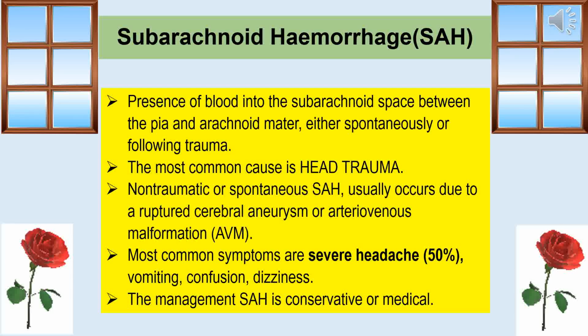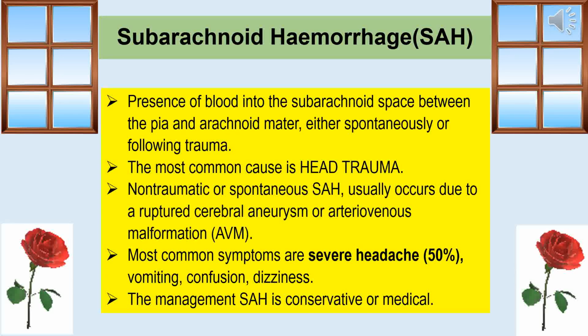The subarachnoid hemorrhage is the presence of blood in the subarachnoid space between the pia and arachnoid maters. It may be spontaneous or following trauma. But the most common cause of subarachnoid hemorrhage is head trauma. The diagnosis is confirmed radiologically by computed tomography scan without contrast. But non-traumatic or spontaneous subarachnoid hemorrhage usually occurs due to a ruptured cerebral aneurysm or an arteriovenous malformation. The traumatic subarachnoid hemorrhage is not usually associated with significant vasospasm, which is a characteristic feature of aneurysmal subarachnoid hemorrhage.